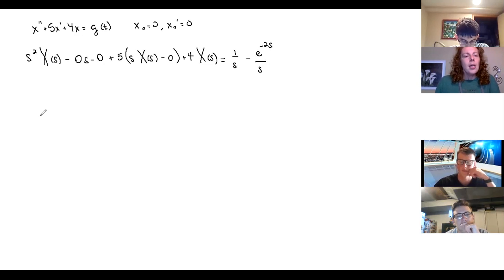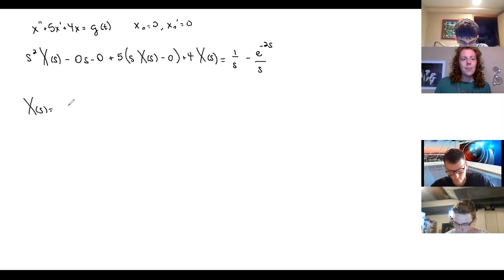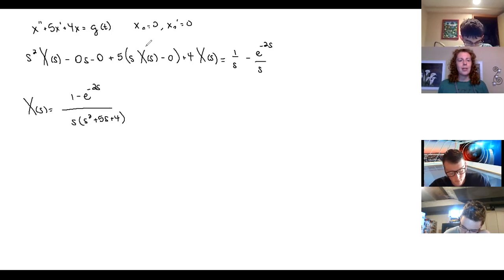Okay, so solving for X of s. This was step number 1. Remember step number 1 in doing differential equations with Laplace transforms. We're ready for step number 2, solving for capital X. So doing some algebra. Capital X of s is, we'll do it this way, 1 minus e to the negative 2s over s times s squared plus 5s plus 4.